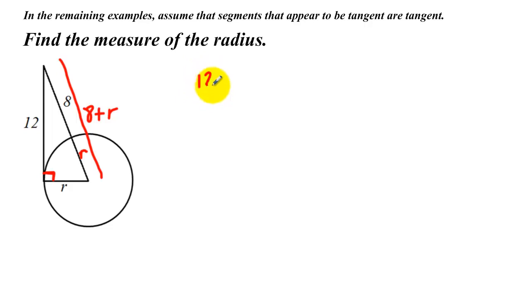Let's set it up as 12 squared plus the radius squared, set equal to (8 plus r) squared. Now here's where you've got to be careful. You want to square the whole thing, so you need to put it in parentheses and square it all. How do you square this out? That's the big trick, so I'm going to do a little side work.